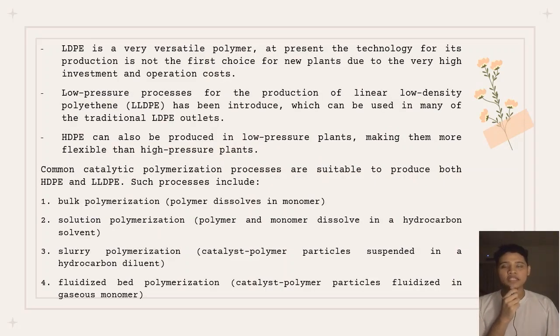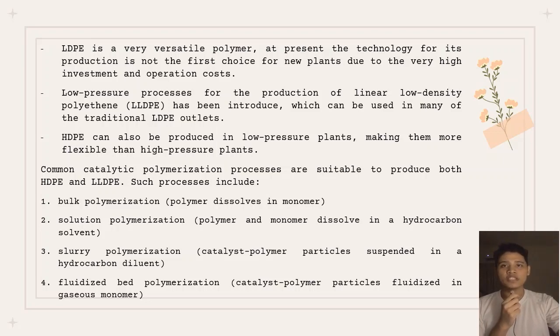So, I will explain in more detail about production of HDPE and LLDPE. LDPE is a very versatile polymer. At the present, the technology for LDPE production is not the first choice for new plants due to very high investment and operation costs. Then, low pressure processes for the production of linear low density polyethylene, LLDPE, have been introduced, which can be used in many of the traditional LDPE outlets. HDPE can also be produced in low pressure plants, making them more flexible than high pressure plants. Many of the common catalyst polymerization processes are suitable to produce both HDPE and LLDPE.